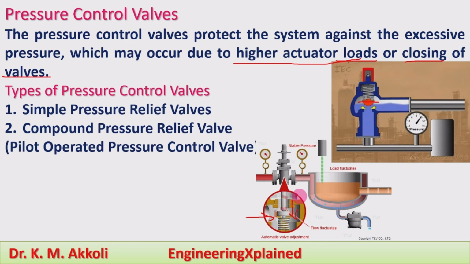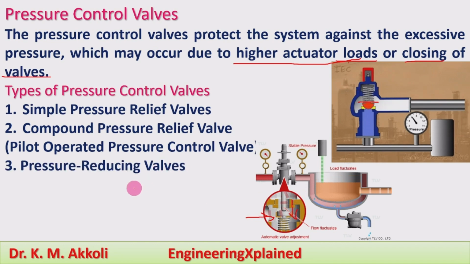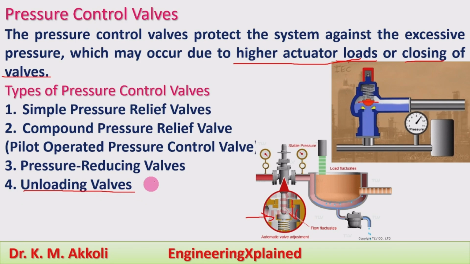That is the compound pressure relief valve we can call, or a pilot operated pressure control valve also. The other types of pressure control valves are the pressure reducing valve, which reduces the pressure in the system, and the unloading valve. During the loading, the higher pressure is used, and during the unloading, the valve itself opens and releases the pressure, then unloads the cylinder or actuator.